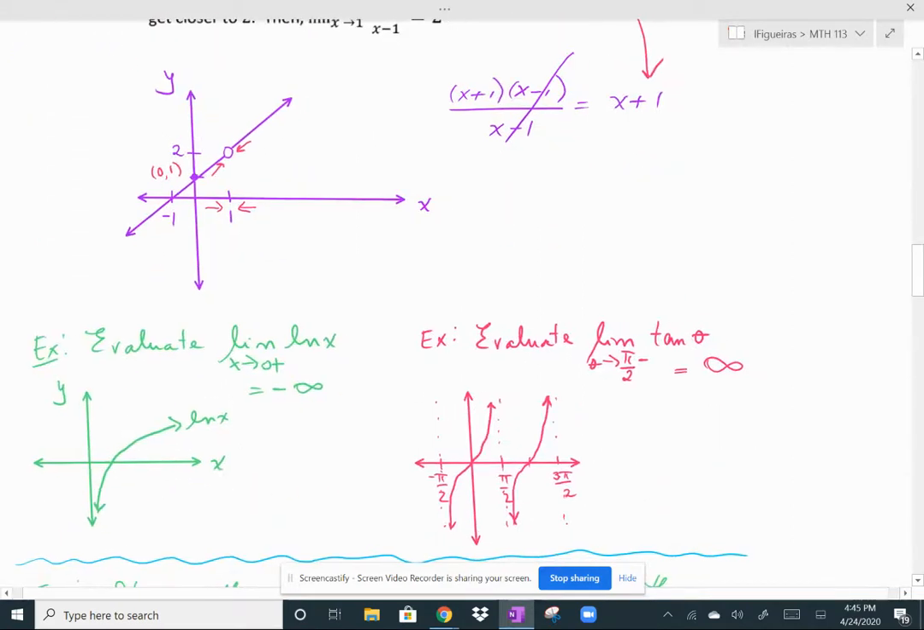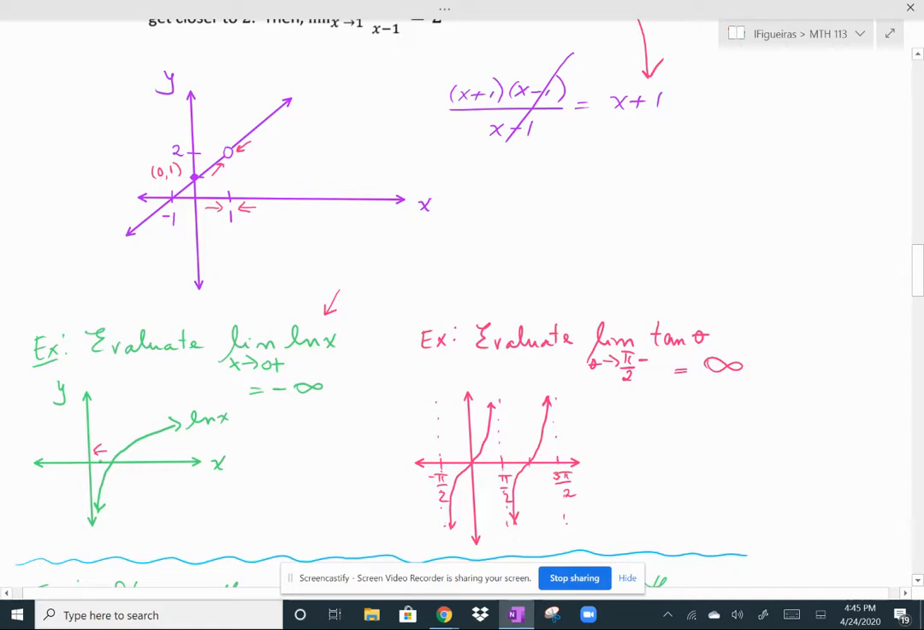Okay, so here's a couple of left and right hand limits of functions that hopefully you remember the graphs of, because you really do need to know the graphs in order to evaluate these limits. So the first example is asking you to evaluate the limit as x approaches 0 from the right of ln of x. The graph of ln of x looks like this. So I'm only interested in the right-hand limit because the domain of the natural log is all positive real numbers. So natural log doesn't exist to the left of 0.